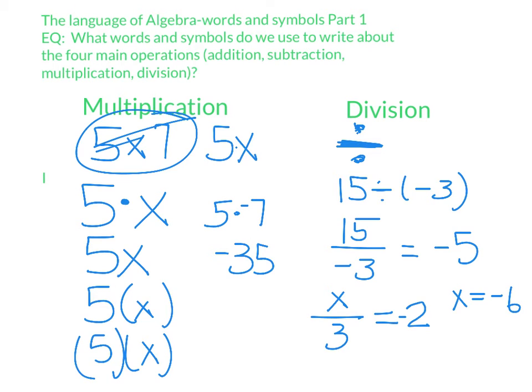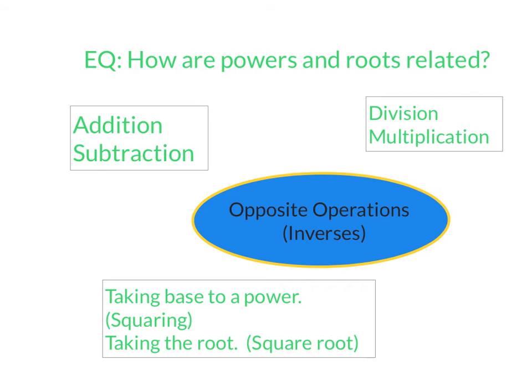So this is a division problem. We can find that with a multiplication problem. I just said addition. This is a division problem. You can find the missing thing with a multiplication problem. You've been dealing with addition and subtraction for a long time and division and multiplication for a long time. Those are called opposite operations.